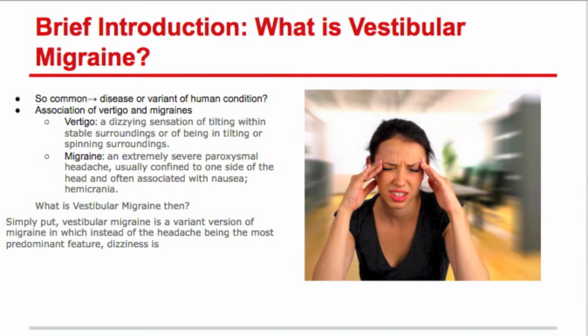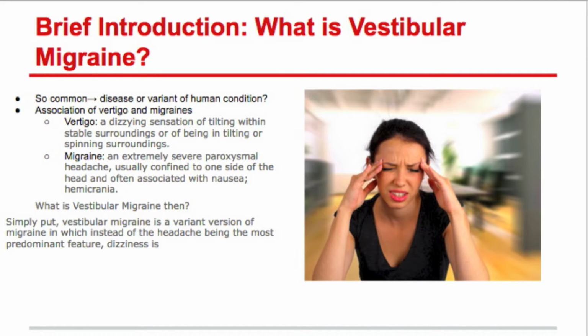To start off with, here's a brief introduction onto what is a vestibular migraine. A vestibular migraine is an association of vertigo and a migraine, and it is so common that it is often debated whether it's a disease or just a variant of the human condition. Here we provide some definitions onto what is vertigo and what is a migraine.